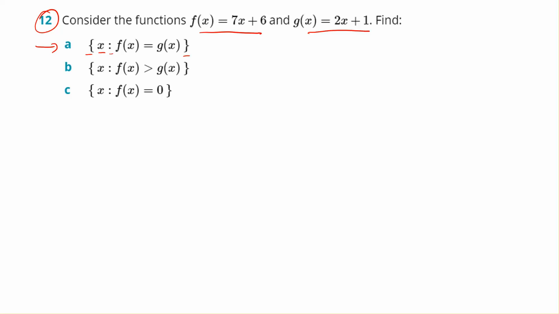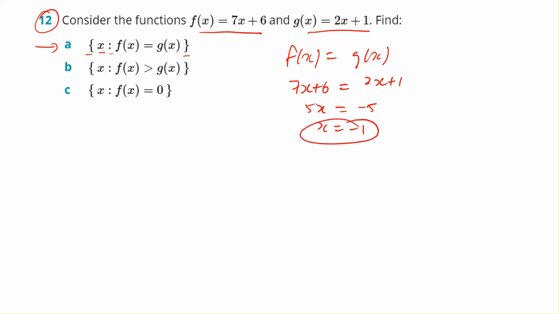So essentially what you're doing is making f of x equal g of x. What was f of x again? It's 7x plus 6. What's g of x? 2x plus 1. So I'm just solving for x. I move the x to the side, so that's 5x. I move the 6 to the other side, that's negative 5. So x equals negative 1. That's your answer.